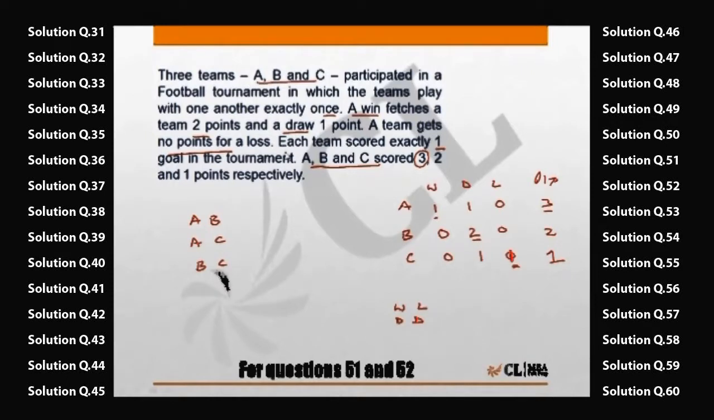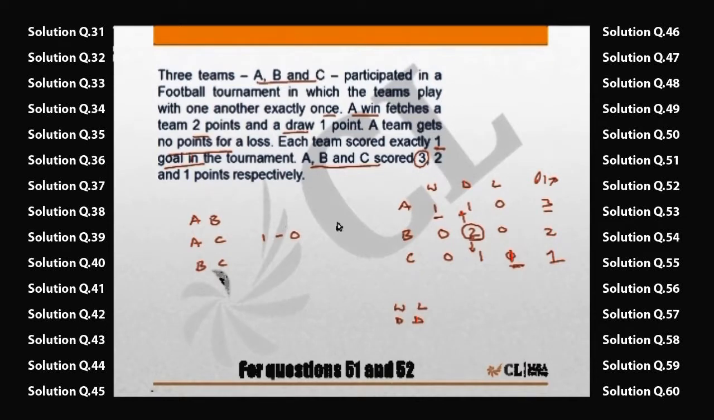The second thing with the question that said is each team scored exactly one goal in the tournament. Now that means the match between A and B, since B has drawn both its matches, its match with A as well as with C will be drawn. So AB has to be a draw match, BC has to be a draw match. Okay. And A has won against C, so that means when A has won against C, it would have scored one goal more than C. So it would have been a 1-0 situation. So AC match would be a 1-0 where A has scored one goal, C has not scored any.